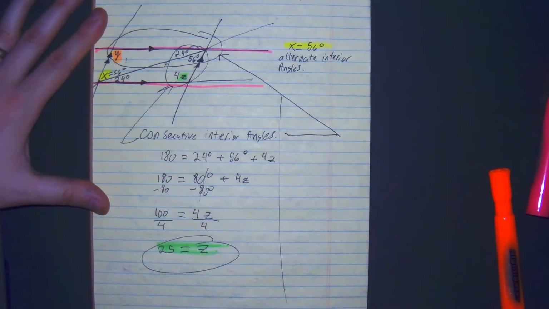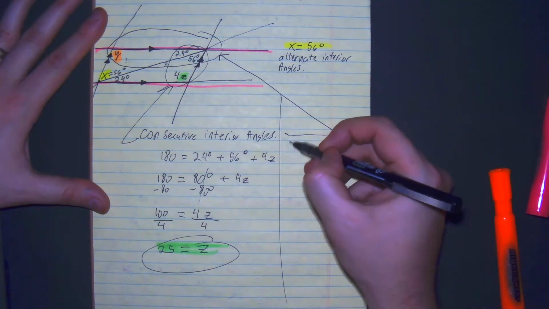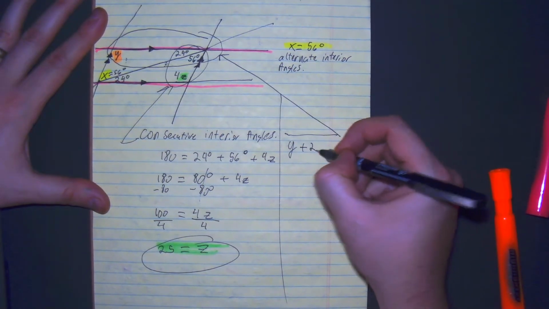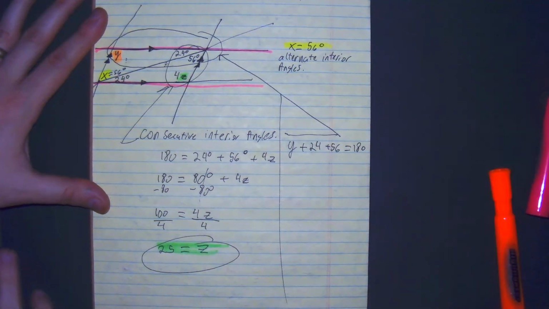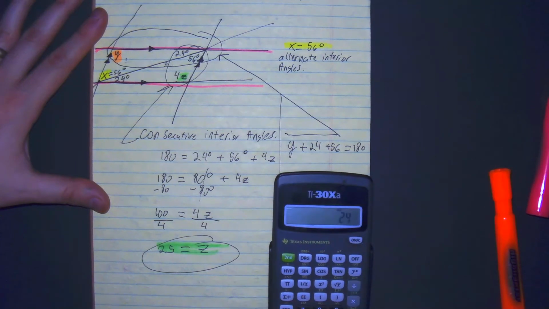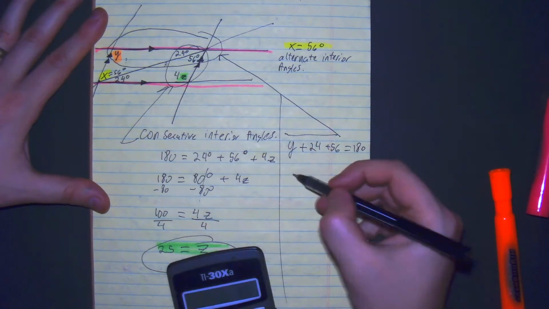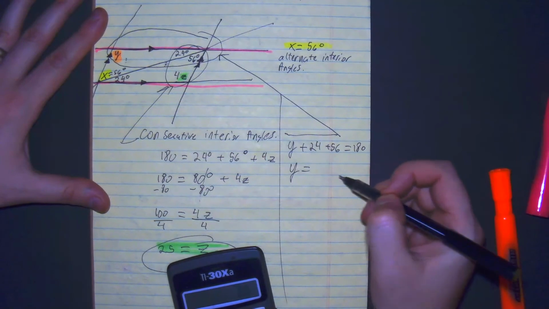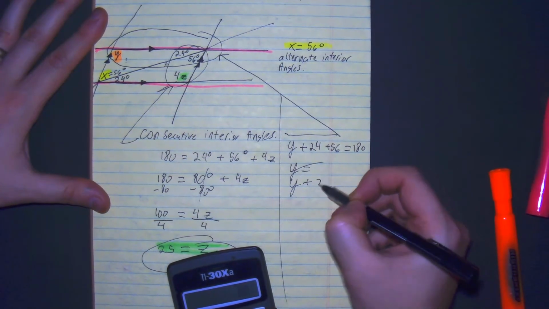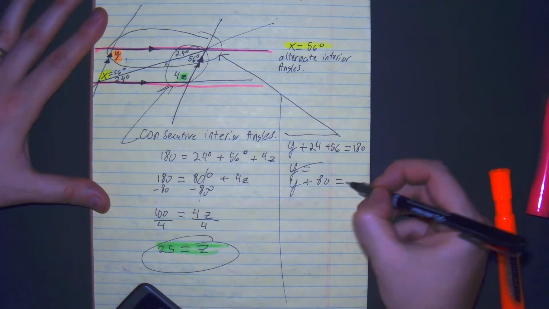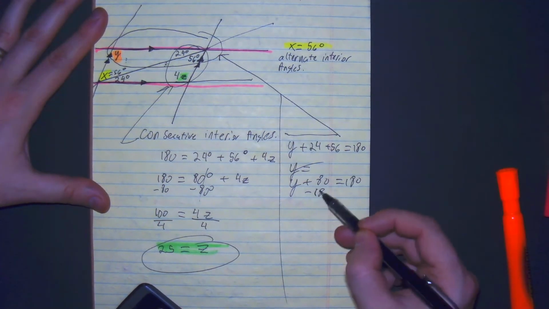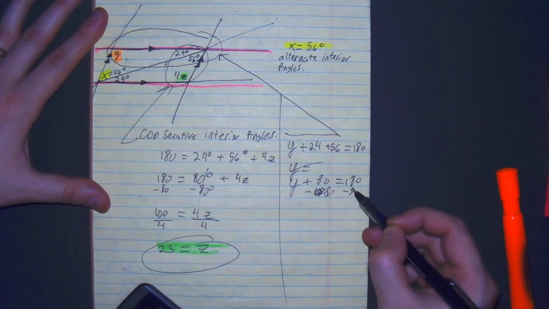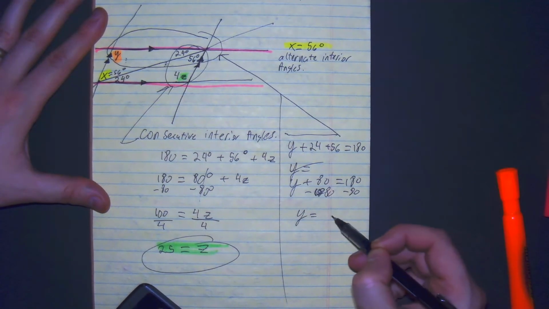Okay? So that means y plus 24 plus 56 equals 180. 24 plus 56, get 80 again. So y plus 80 equals 180. Subtract 80 from both sides, if I could think right. Y is equal to 100.